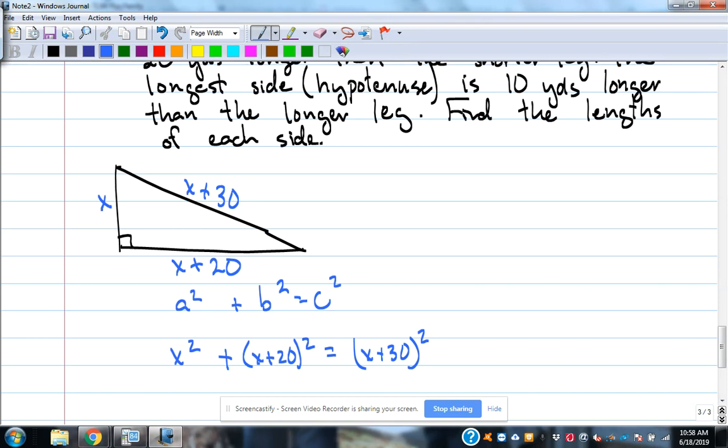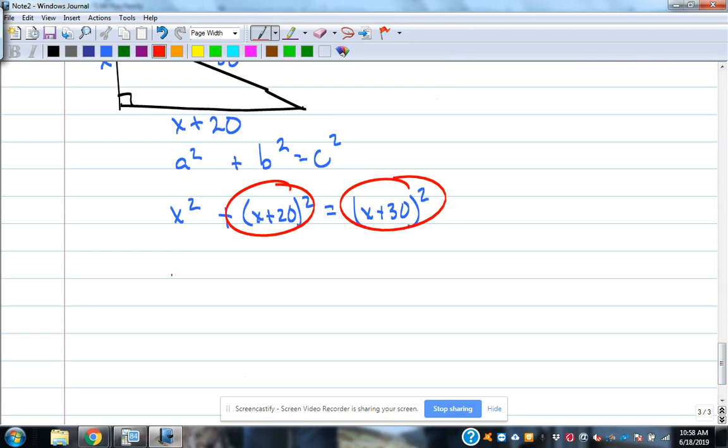Now, that doesn't look too daunting at the moment, but in order to work that, we need to get this to look like a quadratic like we did in the first section of the day. So we've got to multiply out these two pieces and then work this to get it equal to 0, because I'm going to have some plain x's and some x squareds to put together here. So when I multiply that out, that's x plus 20 times x plus 20. And on this side, it's x plus 30 times x plus 30.